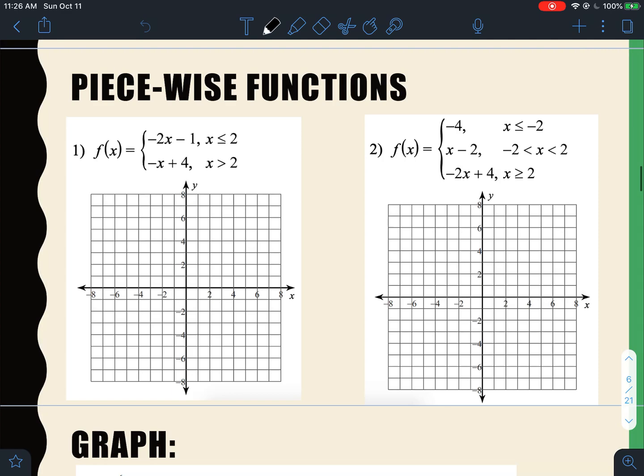So the first type of function we're going to talk about are piecewise functions. Notice it's kind of obvious why they're called piecewise functions, because they come in pieces. They look scary, but all you're actually going to do is graph them one piece at a time. So for one, our two pieces are: f of x is equal to, piece 1, negative 2x plus 1 as long as x is smaller than or equal to 2. And then our second piece is f of x, or y, equal to negative x plus 4 as long as x is greater than 2.